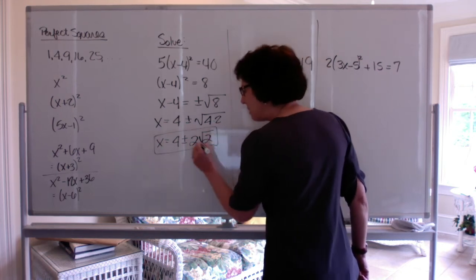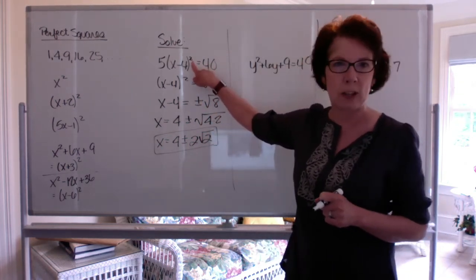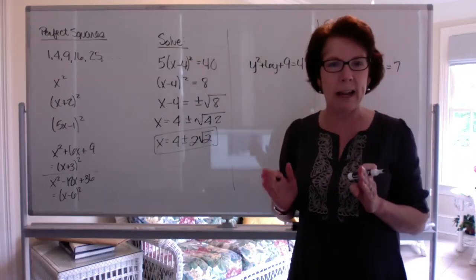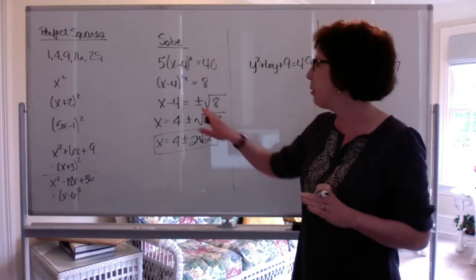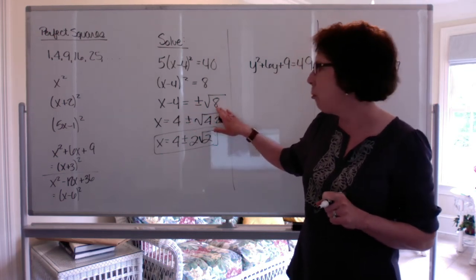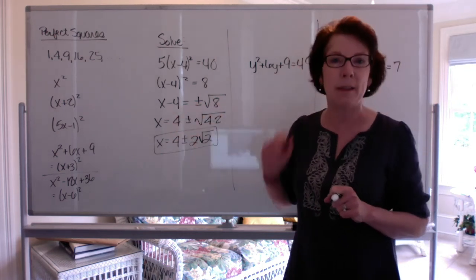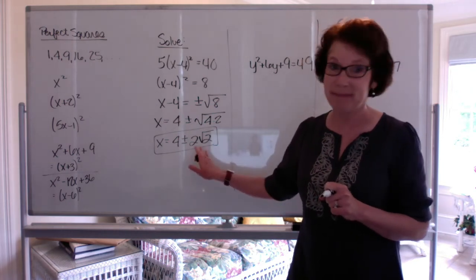And here is my solution to this quadratic equation, which I solved by isolating my perfect square and then taking the square roots of both sides, not forgetting to put my plus minus in front of my root on the side opposite the variable term. Okay, that's your answer. That's it.